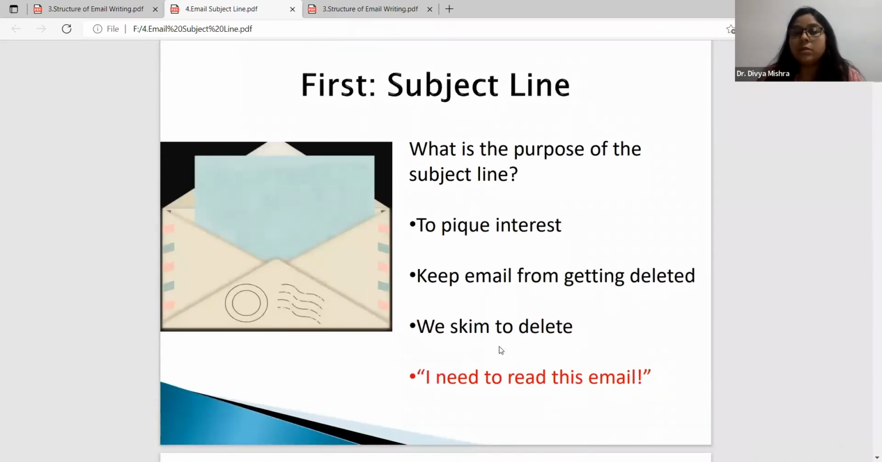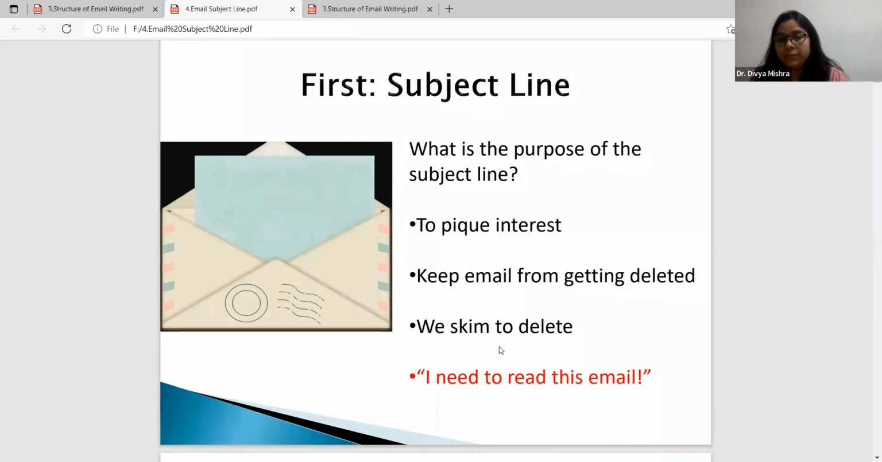You need to understand what the purpose of the subject line is. To pique interest. If you arouse the interest of the reader, then the person will read that email. It also helps keep an email from getting deleted. If the person has a clue that this might be spam, the person will not read that email. So make sure you don't write any words that may suggest this is a spam email.